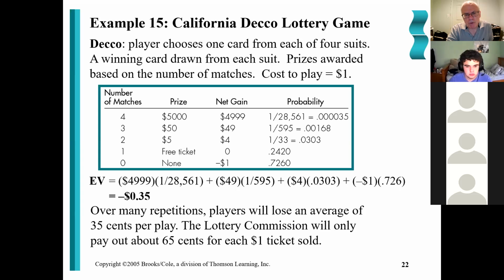Yes, because on average they're gaining 35 cents. So on average, the players per person over many repetitions, they're going to lose 35 cents on average every time they play. That means the lottery commission's gaining 35 cents for every time the person pays. For every dollar sold, that means they're paying out 65 cents every time they get a dollar.